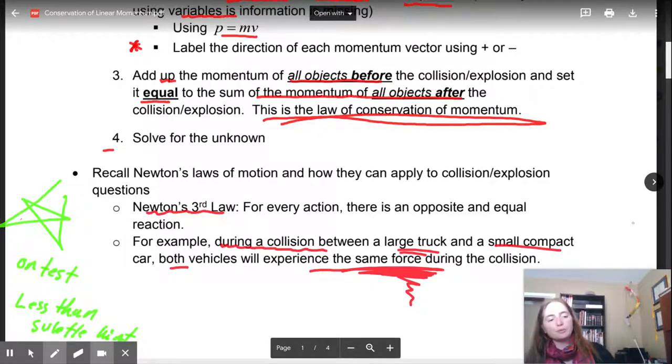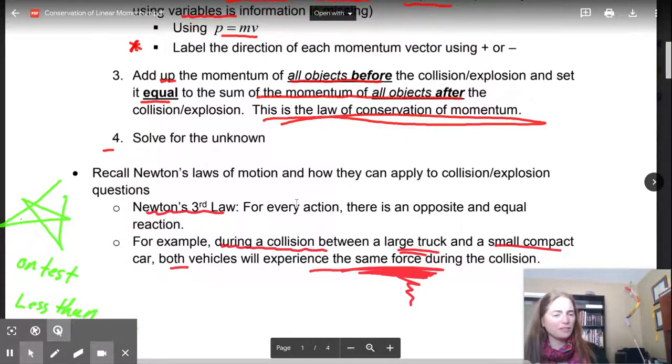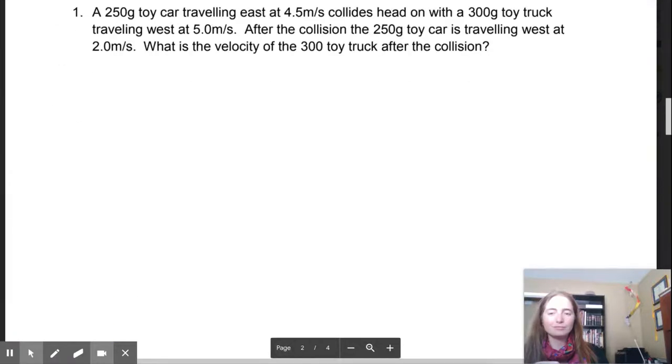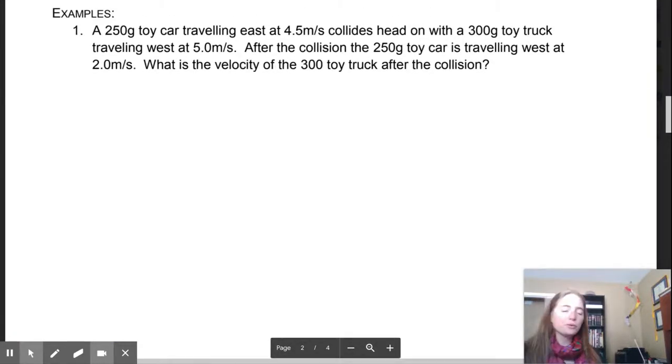So we're going to jump right into our calculations now that you have a very important concept for your theory. So make sure you have highlighted that. All right, so we are going to go through 3 calculations, one of each of the categories: hit and stick, rebound, and explosion. Those are going to be the 3 categories. I'm going to label each one as we go.